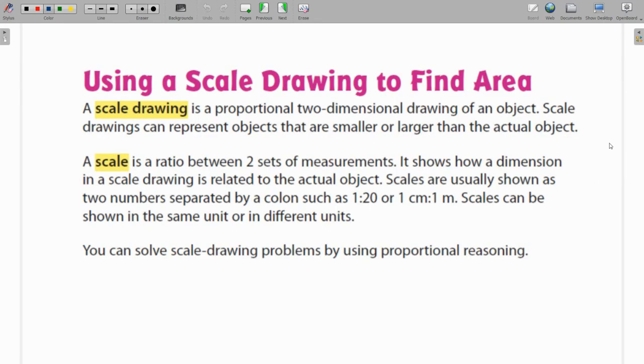Using a scale drawing to find area. A scale drawing is a proportional two-dimensional drawing of an object. Scale drawings can represent objects that are smaller or larger than the actual object. A scale is a measure between two sets of measurements. It shows how a dimension in a scale drawing is related to the actual object. Scales are usually shown as two numbers separated by a colon, such as 1:20 or 1 centimeter colon 1 meter. Scales can be shown in the same unit or in different units. You can solve scale drawing problems by using proportional reasoning.